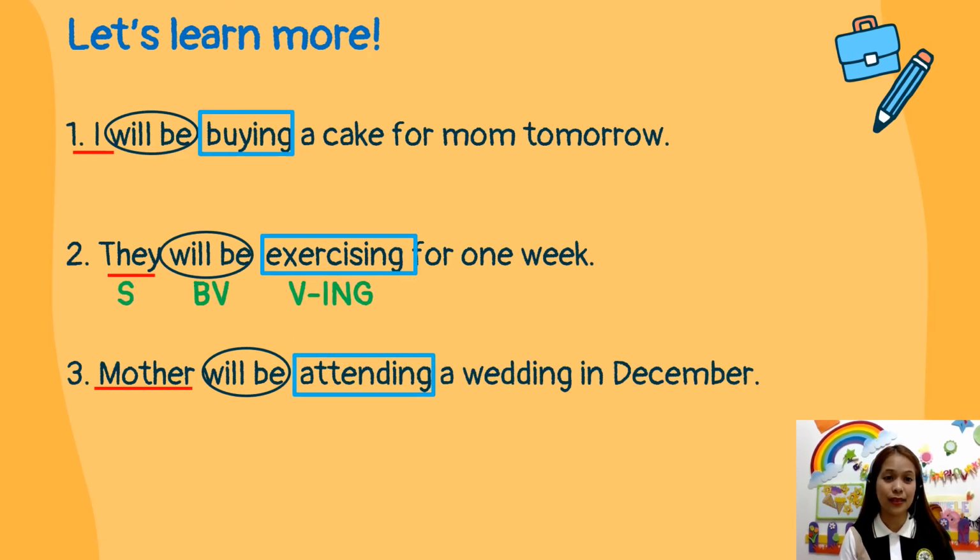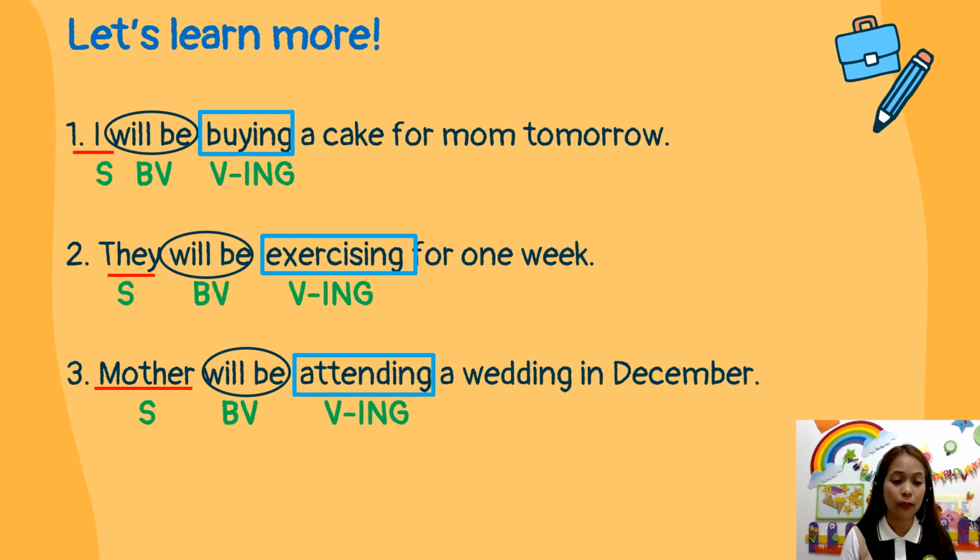Okay, let's practice more. I will be buying a cake for mom tomorrow. As you see, your subject here is I, so your be verb will be. Buying will be your verb ing. Okay? The next one, they will be exercising for 1 week. Subject is they, and will be is your be verb, exercising will be your verb ing. Mother will be attending a wedding in December. Subject is mother, will be is the be verb plus attending, verb ing. Alright?